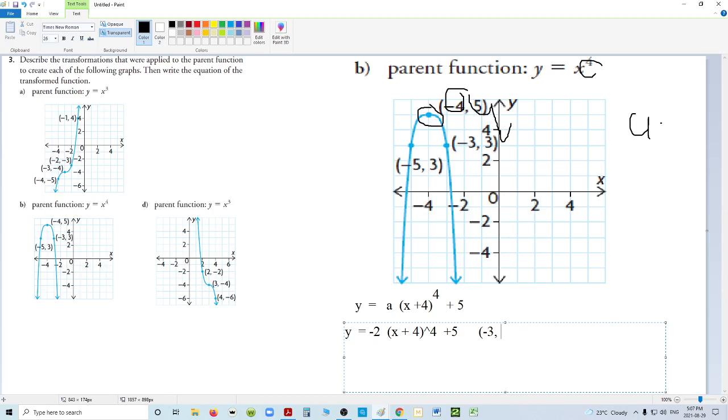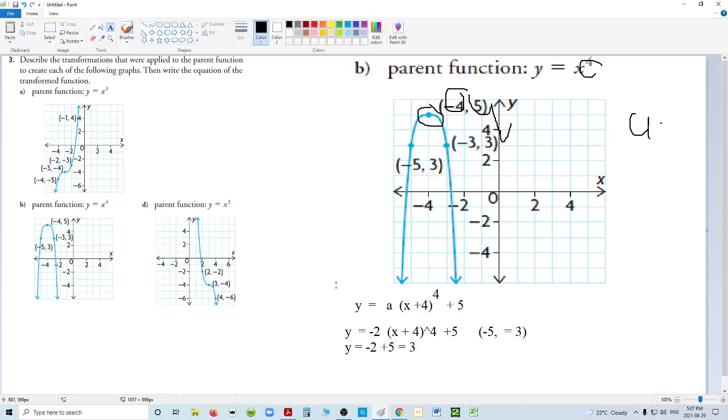Then I'm going to do it for the other point, which is minus 5, and I should get 3. So y is equal to minus 2. Minus 5 plus 4 is minus 1. Minus 1 to the power of 4 is 1. Times minus 2 is minus 2. Minus 2 plus 5, and again I get 3. So right away I can see that this is probably the right equation.